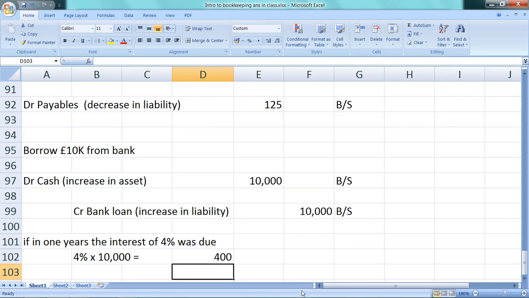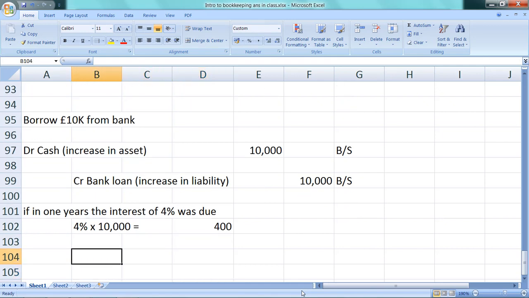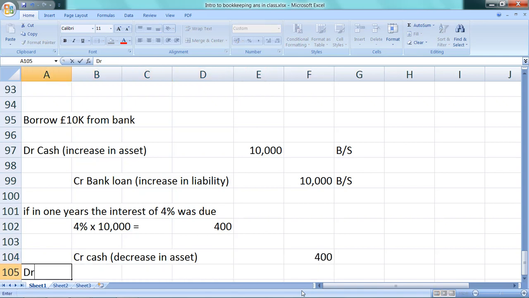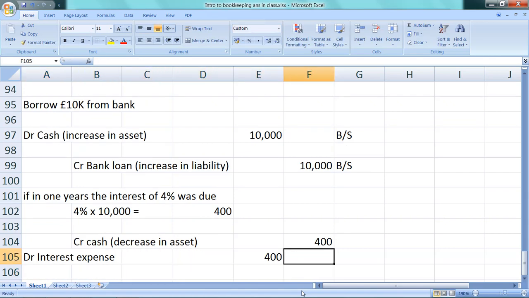Does that make sense? What's going to happen to cash? Cash is now going to decrease because I've got to pay £400 over. So I'm going to credit cash, which will be a decrease in the asset, £400. What I will then do is debit an element of expense, and the expense will be interest expense, which is £400, and that interest expense will go to my P&L account. The decrease in cash goes to my balance sheet. Does that make sense?